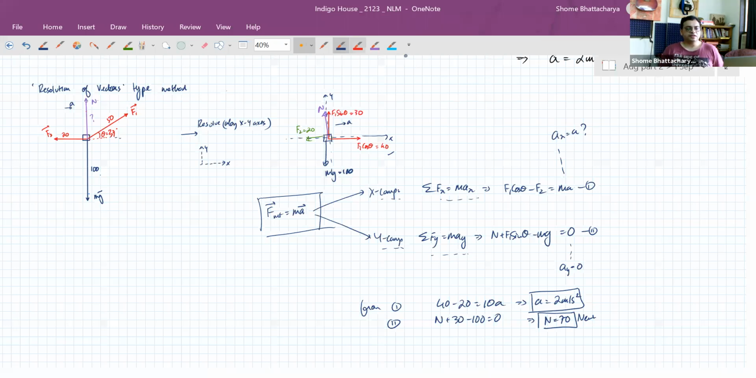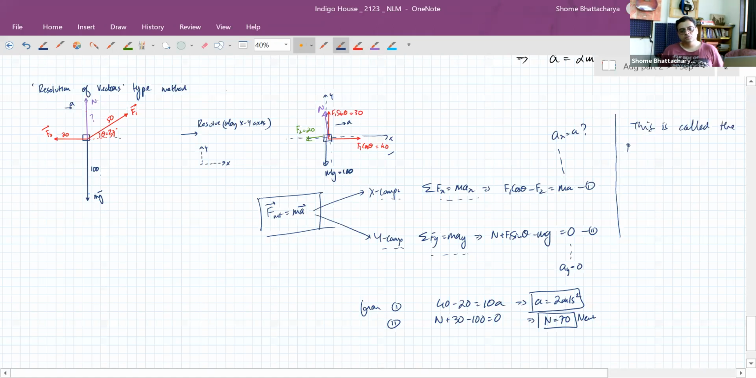Okay, so in effect, this method is called the free body diagram method. We'll come back to this in some time. In short, we call it FBD, or solving Newton's second law. This is like our bread and butter or dal chawal in this chapter.